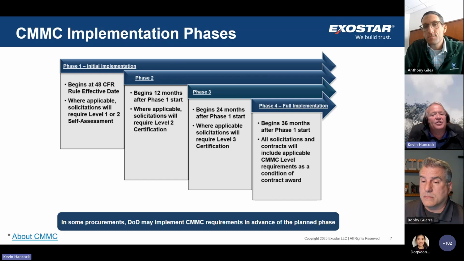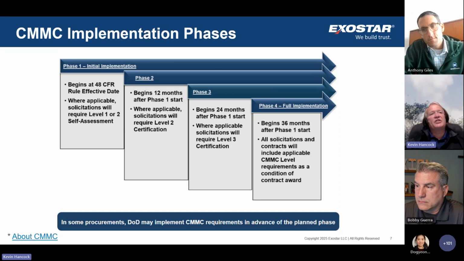Then after that first year, we'll start that phase 3. That's where we'll start to get into the level 3 certification necessary. And then we'll go to full implementation after those first 3 years. Now, please keep in mind that blue bar down there at the bottom, that the DoD really can implement CMMC requirements in advance of these planned phases for particular programs. So, you'll want to pay attention to those DFARS clauses of those contracts upon which you're bidding to understand the requirements of that particular contract itself.